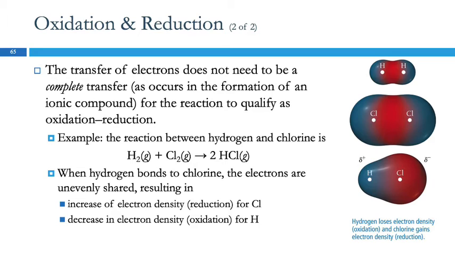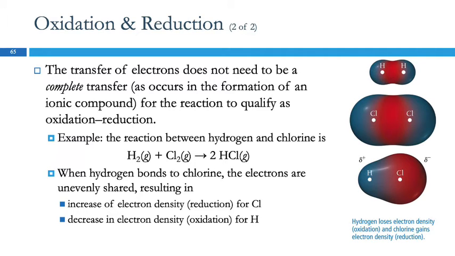So transfer of electrons between metals and nonmetals, where you're actually forming ions, is fairly easy to detect. Just looking at it, we can figure it out. But we can also have oxidation and reduction where there's not a complete transfer of electrons, there's just a shift in electron density. So here we have a hydrogen molecule and a chlorine molecule.